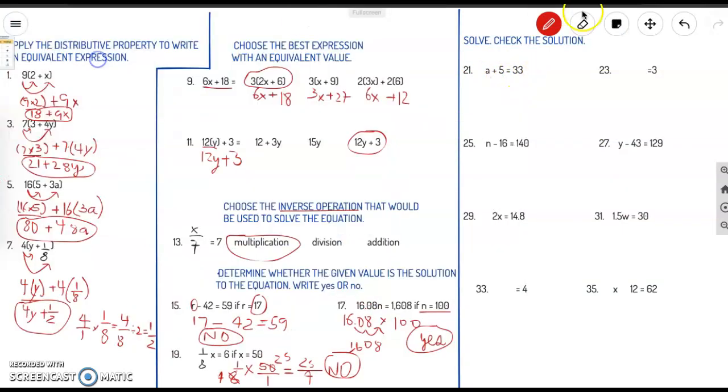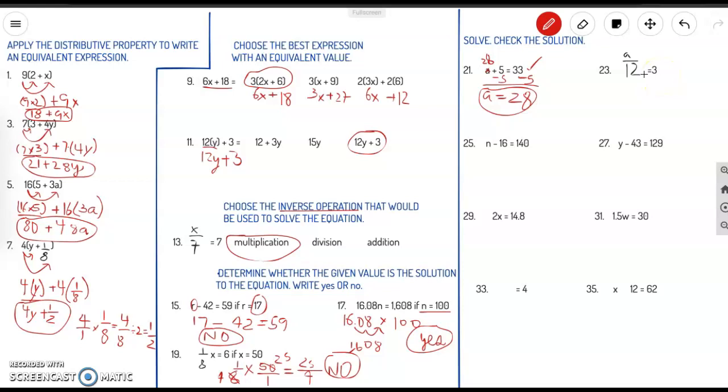Inverse operation of plus 5 is minus 5. Do the same thing on both sides. a equals 28. Let's go ahead and check. 28 plus 5, is it 33? Yep. Great. Number 23. a divided by 12 equals 3.